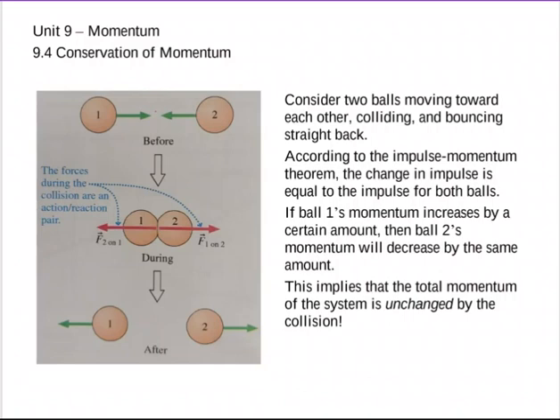And the change in momentum is equal to the impulse for both balls. So if ball 1's momentum increases by a certain amount, then ball 2's momentum will decrease by the same amount. Why would that happen? Why would ball 1's momentum increase while ball 2's momentum decreases? Because of the direction.